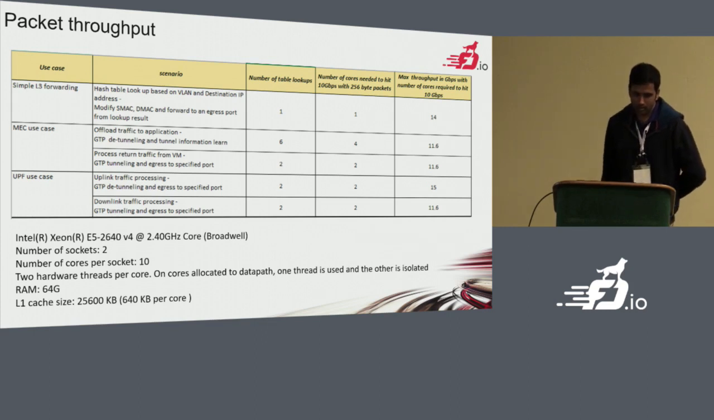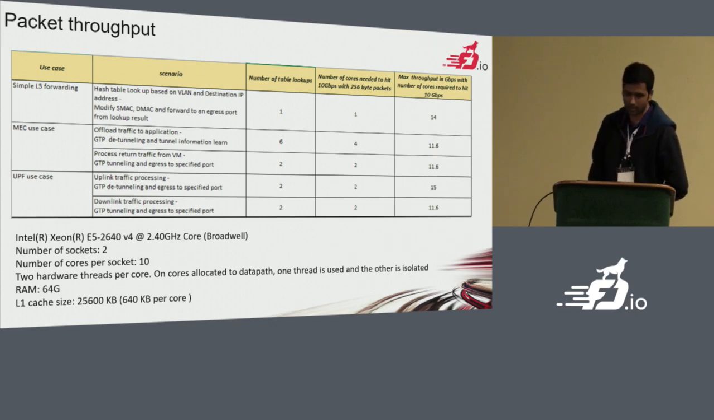These are some of the packet throughput numbers that we have achieved. This is based on the initial benchmarking with 256-byte packets. For a simple L3 forwarding use case, we are able to achieve up to 14 Gbps on a single core, which is a Broadwell 2.4 gigahertz core. And for a complex use case like MEC, we are able to achieve up to 11 Gbps of data processing using two cores.